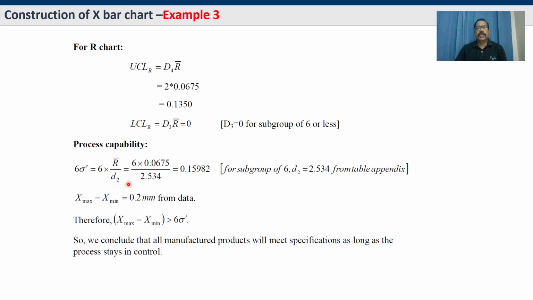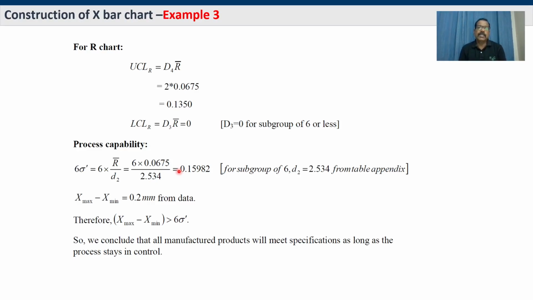You should remember already in the second problem we discussed sigma prime equals R bar divided by small d2. This d2 you can refer from the table. Subgroup size is 6 and the d2 value is 2.53. Substituting here with the R bar value, you will end up with 0.1592. Now, whether this value is greater or lesser than your range value.